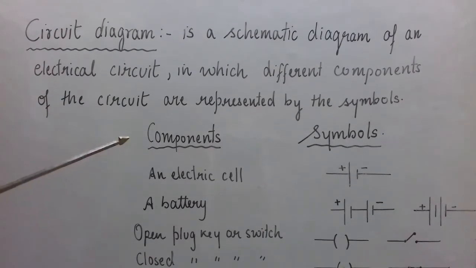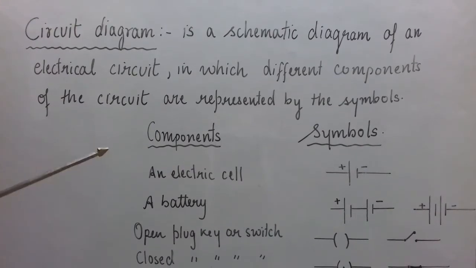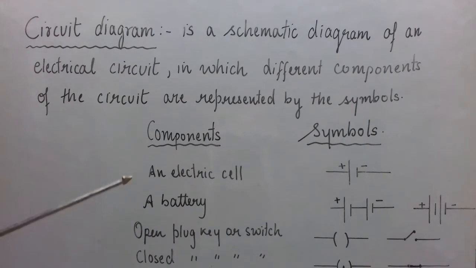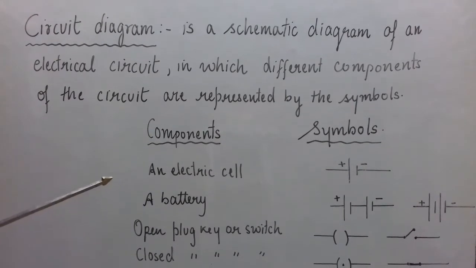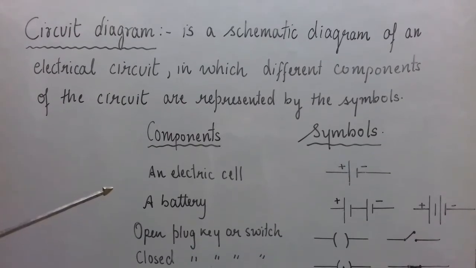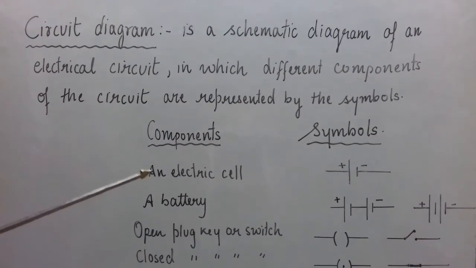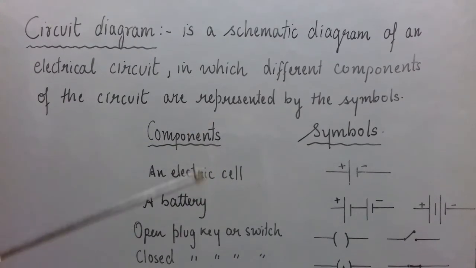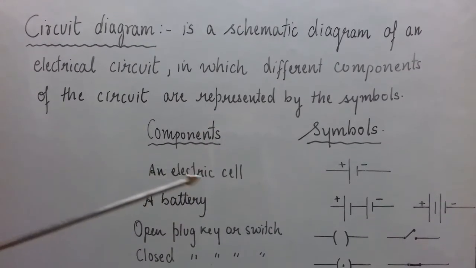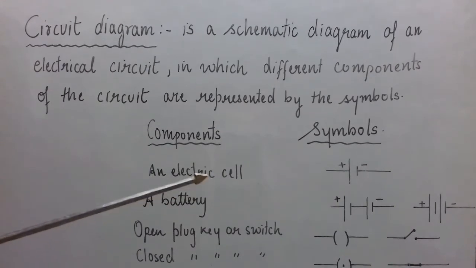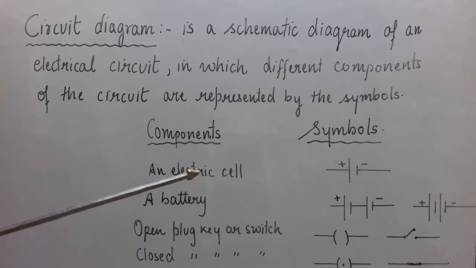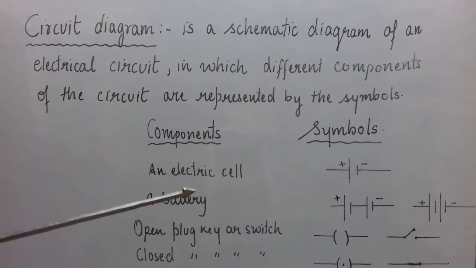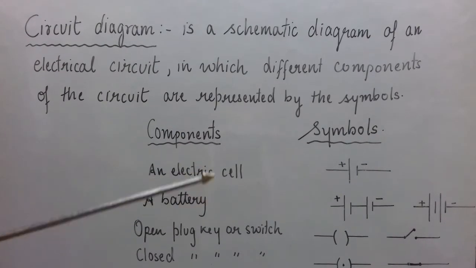Now, let us see here the symbols of various commonly used electrical components. As I told you, an electrical cell or a battery should be present in all the circuits because they are a source of potential difference. So for an electric cell, that is a symbol where we have two lines, one longer and one shorter, and on the left and right sides, these are the connecting wires.